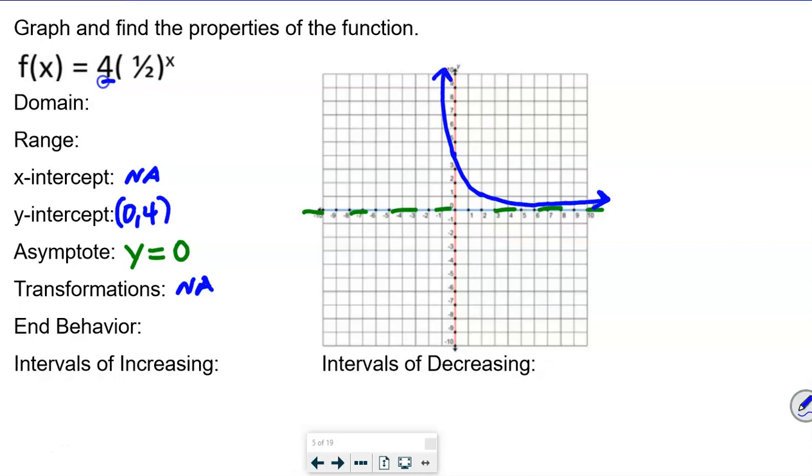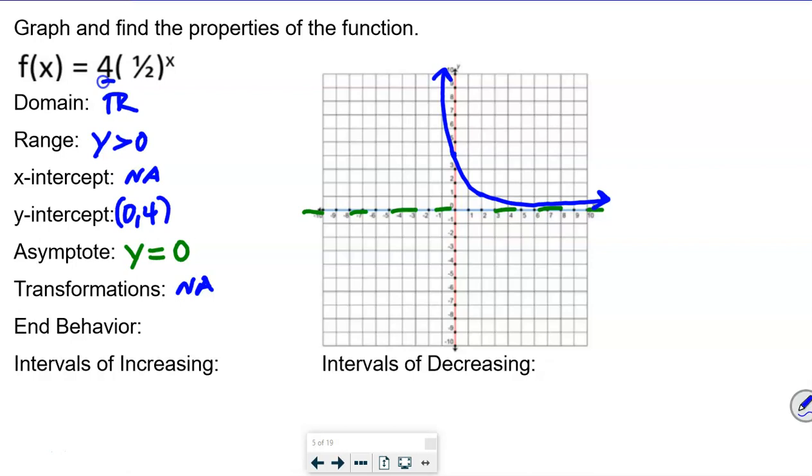So now our domain. What's our domain going to be? What are x values? Yes, they're all real numbers. And what about our range? Remember, our range, our y values can never go below 0. So y has to be greater than 0, okay?